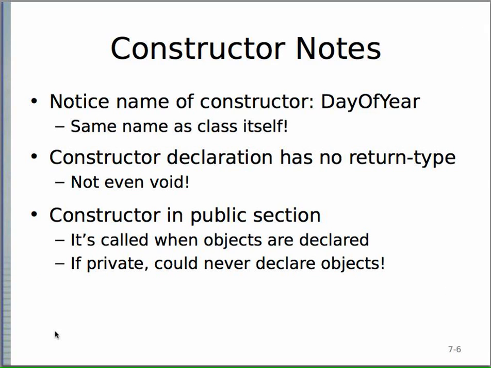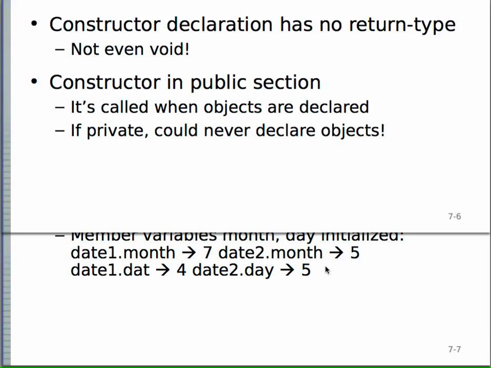Okay, so notice the name of the constructor is the same as the name of the class, and it does not have a return type, not even void. Constructors are in the public section. It's called when the objects are declared. If it were private, you could never declare objects, but just keep in mind there's a special situation where you would want the constructor to be in the private section. So this is true. If it's in the private section, you may not ever be able to declare objects, but there will be one situation where you would need it.